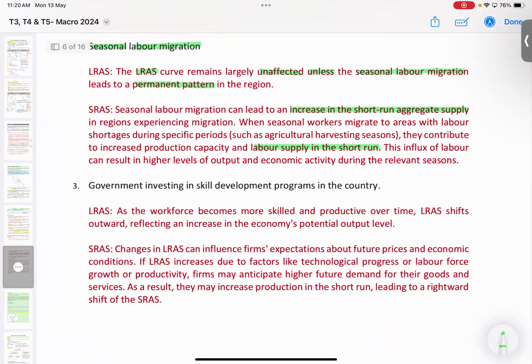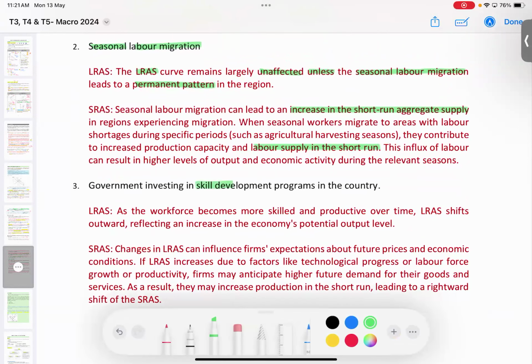Okay, last question here. Government investing in skill development programs in the country. Skill development programs. Which graph do you think will be shifted? Yes, correct. Because when you look into skill development training programs, it's about training and education. So therefore, that will shift the LRAS curve and also the SRAS curve. Okay, so that's the explanation here.